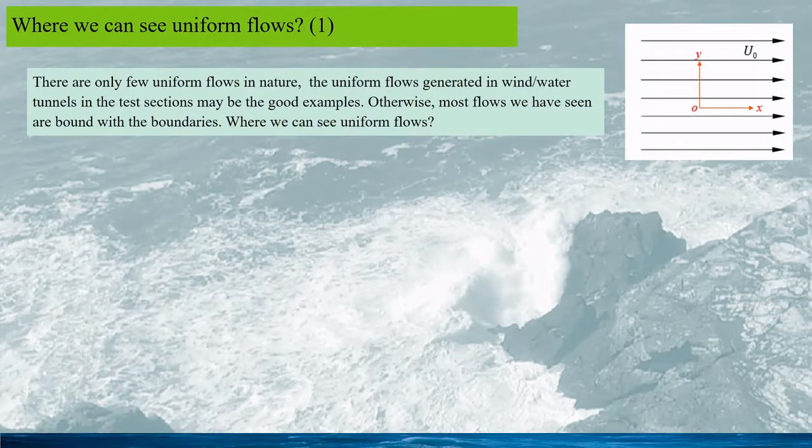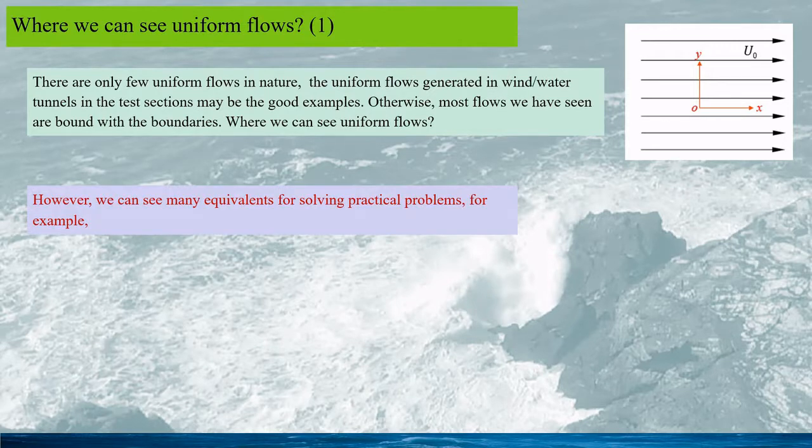Uniform flows are very simple, yet very important flows in potential flows. However, in reality, we can only see few examples of natural uniform flow. For instance, the uniform flows generated in the test sections in wind or water tunnels. Otherwise, most flows are bounded by boundaries. Having said that, we could have many equivalents for uniform flows in practical applications.